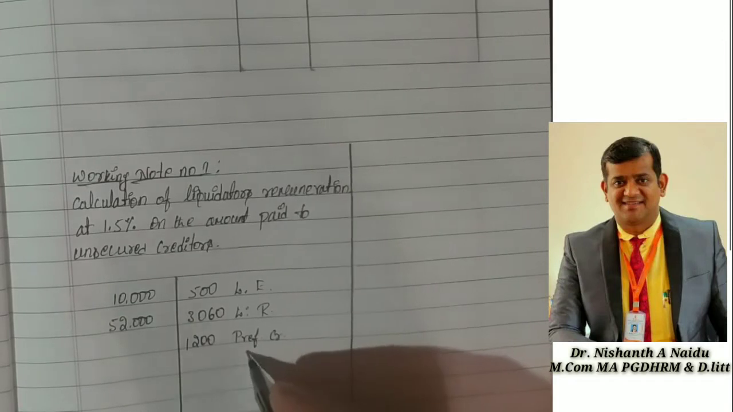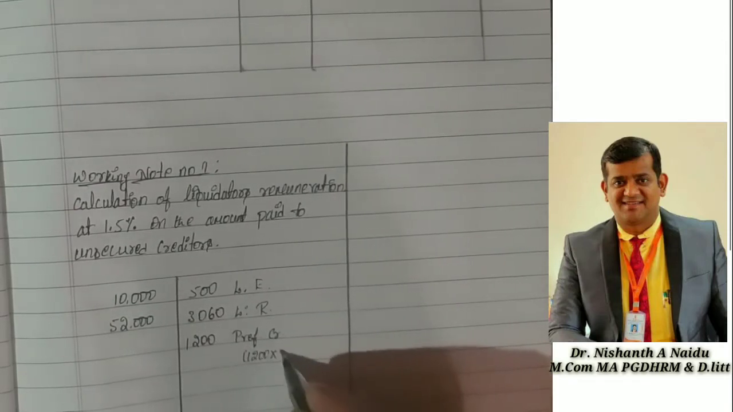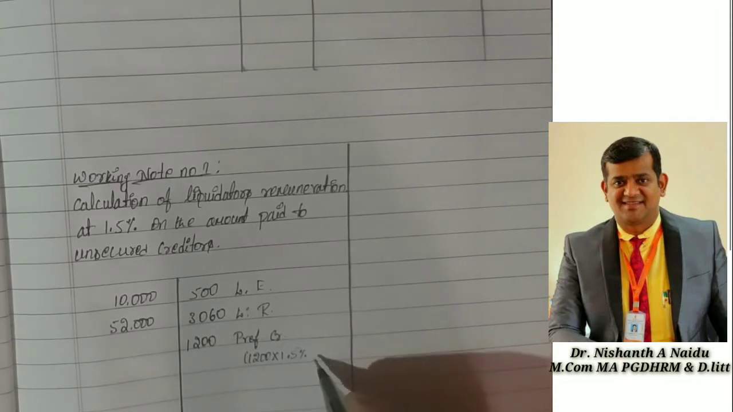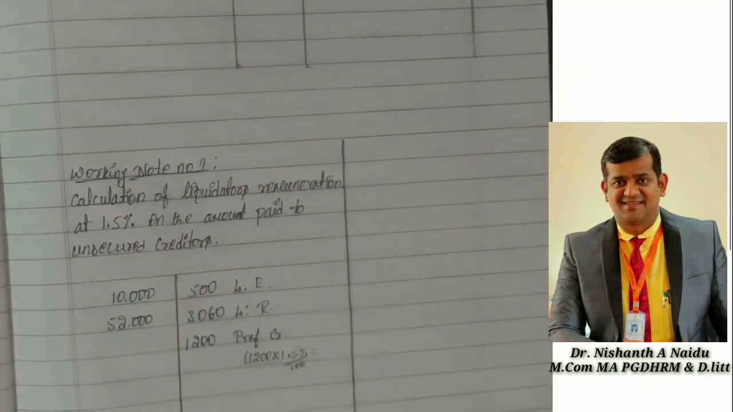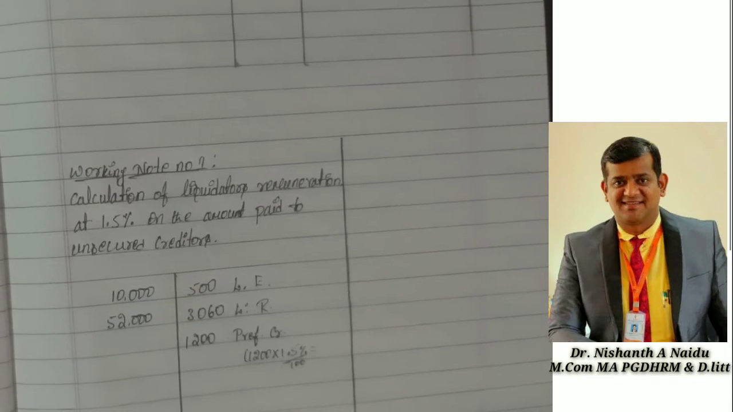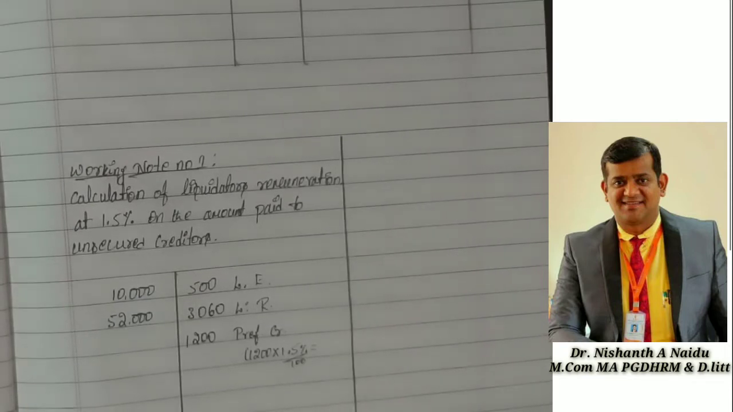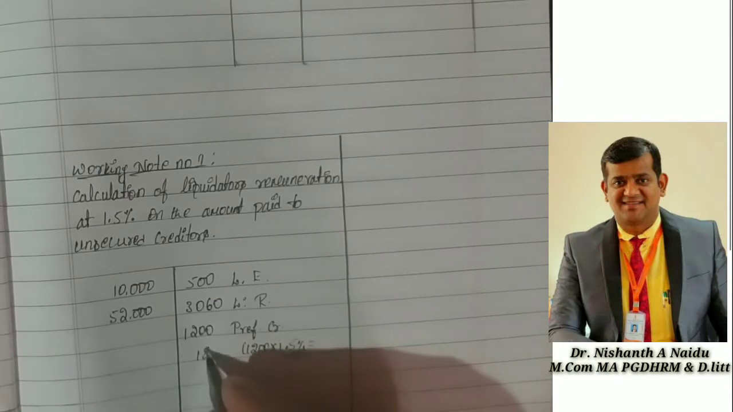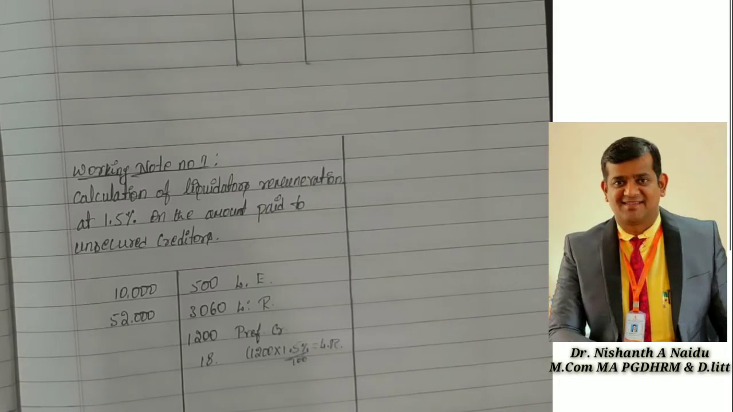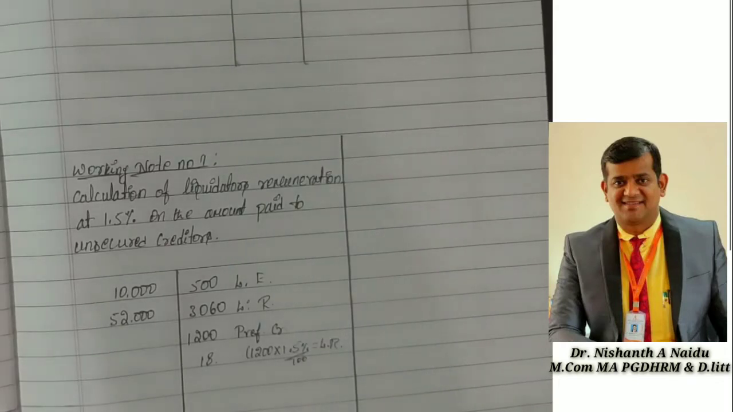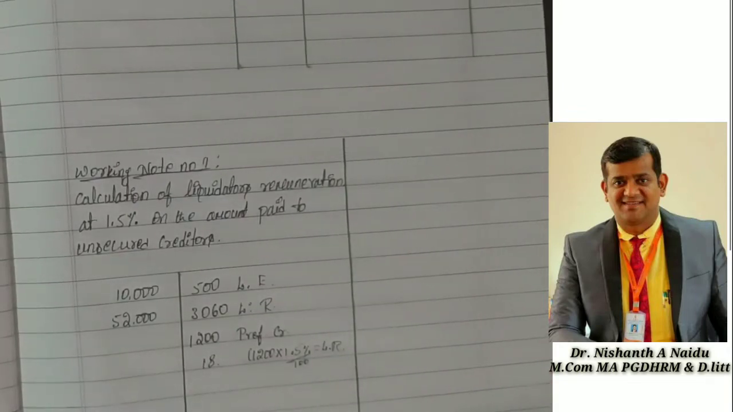So now calculate, that is 1,200 into 1.5% of liquidators remuneration. So how much will it come? 1.5 divided by 100. So 1,200 into 1.5% comes to 18 rupees, correct? So this is also liquidators remuneration, 18 rupees. So anything else we are supposed to pay? Nothing, correct? So we are done. Now let us total both the sides.